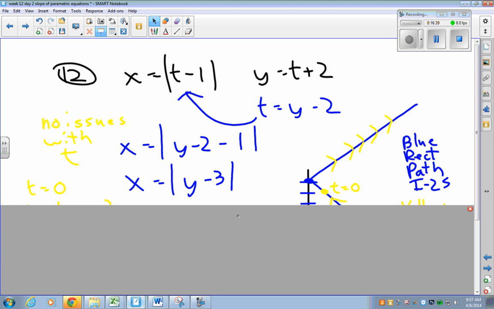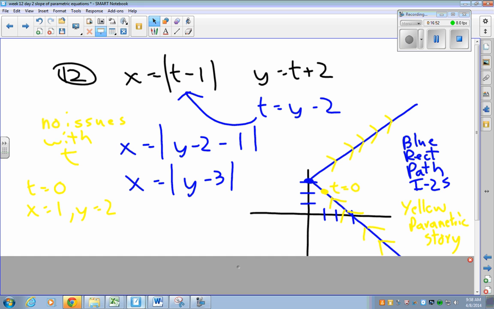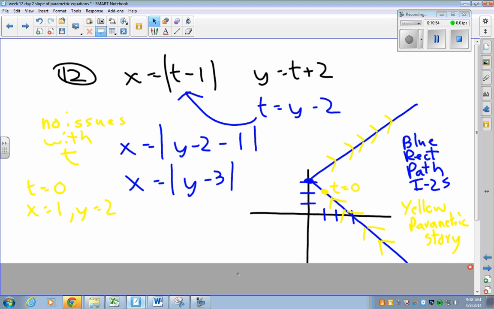Which way do you move it if it's y equals x minus 3? 3 to the right, or 3 to the positive. So if it's x in terms of y, I need to move it 3 up, or 3 to the positive. And it opens up like a V to the right. The blue part, that sideways V, is the path.